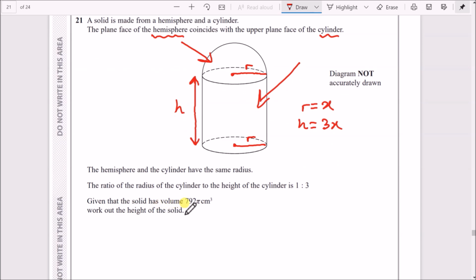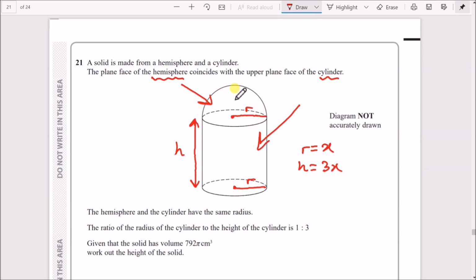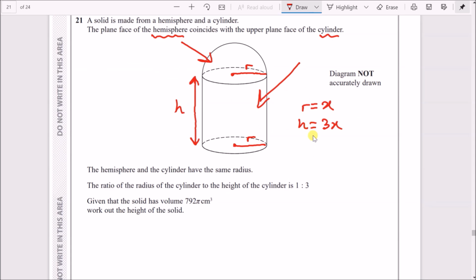Given that the solid has a volume of 792 pi centimeter cubed, work out the height of the solid. Alright, cool. Let's have a go. To work this out, guys, we just need to work out the volume of the hemisphere and the volume of the cylinder. Thankfully, we know both the formulas. The volume of the cylinder is pi r squared h, and the volume of the hemisphere is half of a sphere. A sphere is 4/3 pi r cubed, so half of that is half of 4/3, which is 2/3. So if I delete this one and write 2/3, it's 2/3 of that shape.